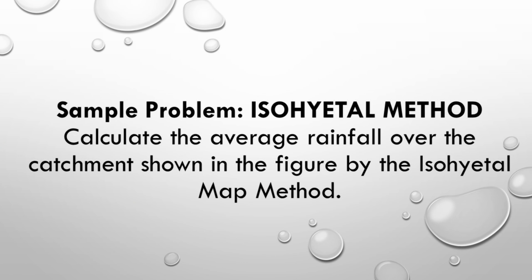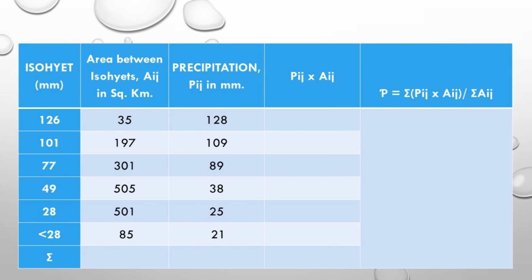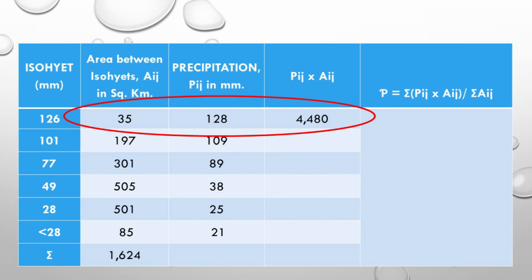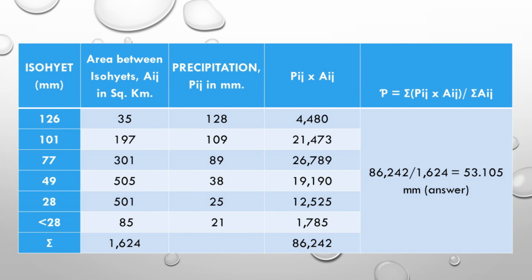Let's try sample problem number 4. Calculate the average rainfall over the catchment shown in the figure by the isohyetal map method. We're given the isohyets, areas, and precipitation. All we have to do is multiply the amount of precipitation by the area. Then compute the summation of precipitation times area. Proceed with the formula. The result is 53.105 millimeters.